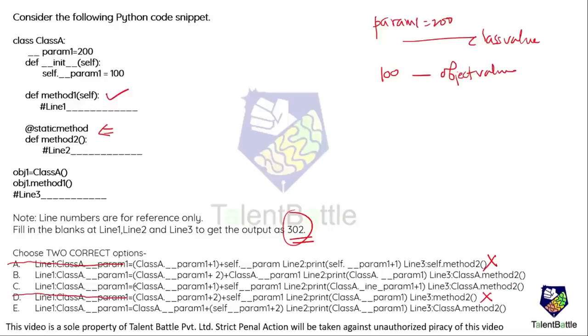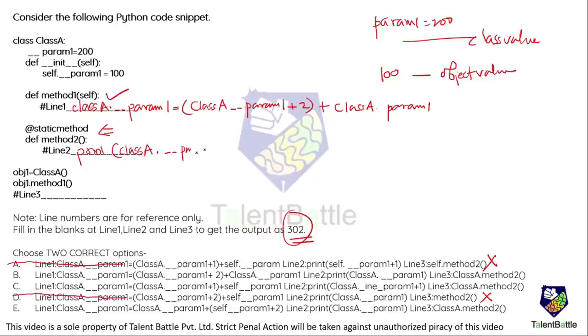Moving to the next part, going one by one, see B. Line 1 can be like this: class A, param 1 is my private member. So if I put here the line 1 given in the option, class A dot param 1 equals class A param 1, the class value, plus 2 plus class A dot param 1. This will be the modification as far as option B is concerned. And line 2 will be print, in the same option I am discussing, print class A dot param 1, and line 3 will be class A dot method 2. This is given. I am checking option B.